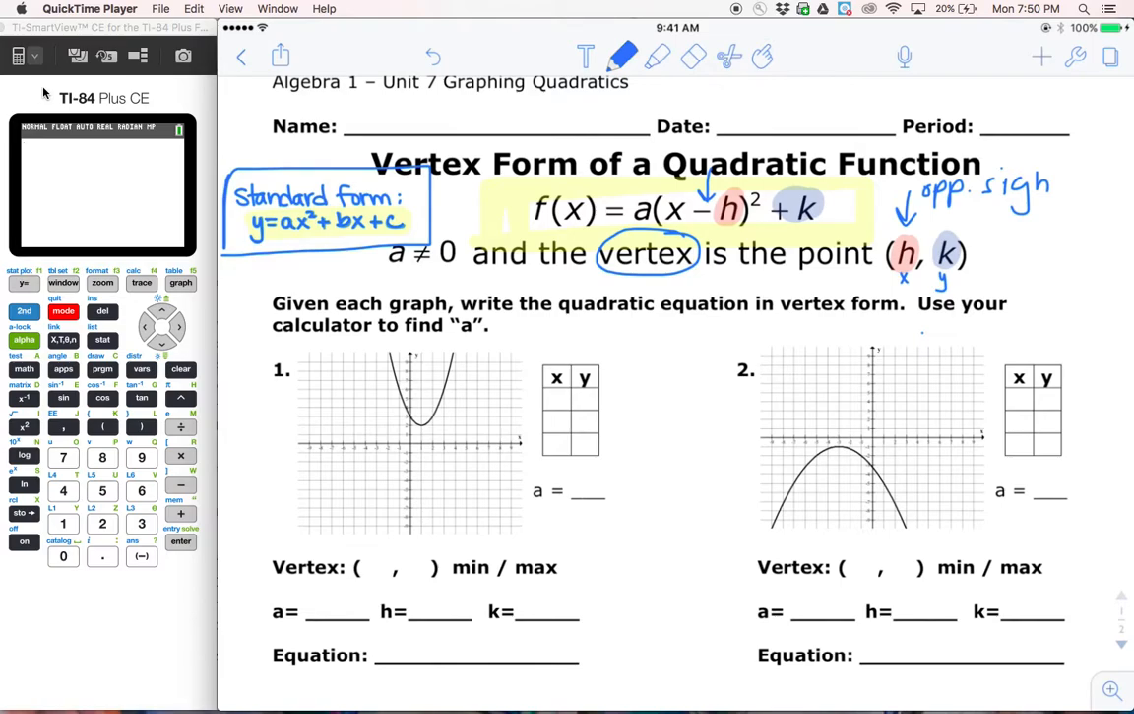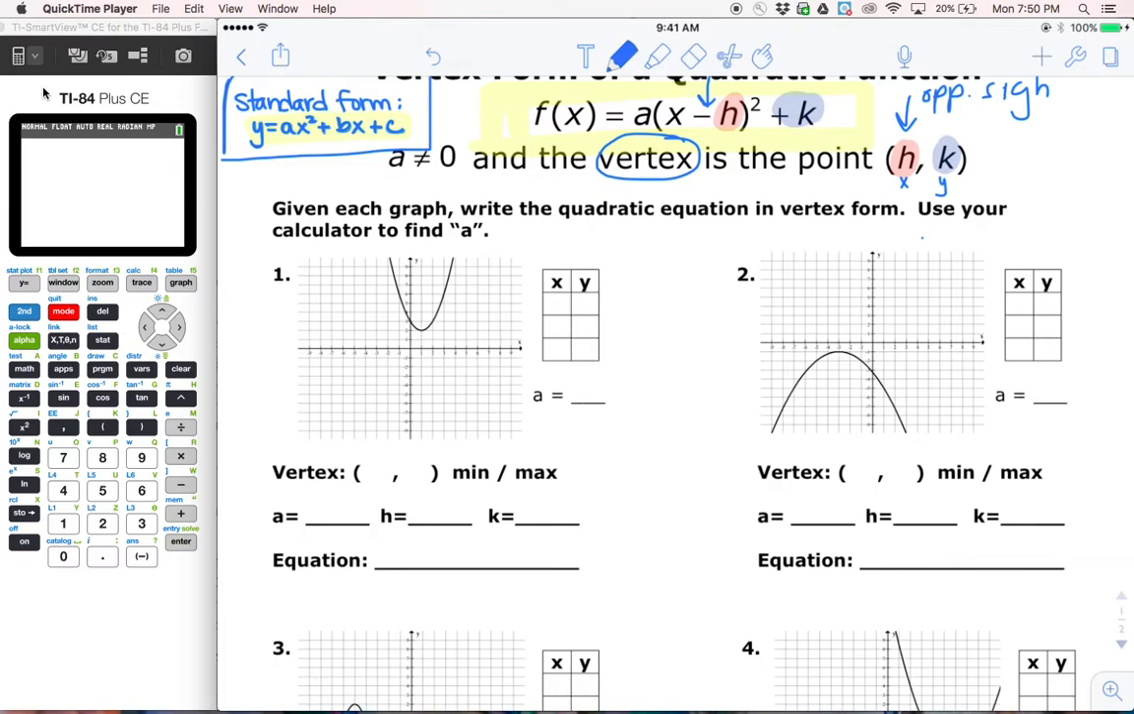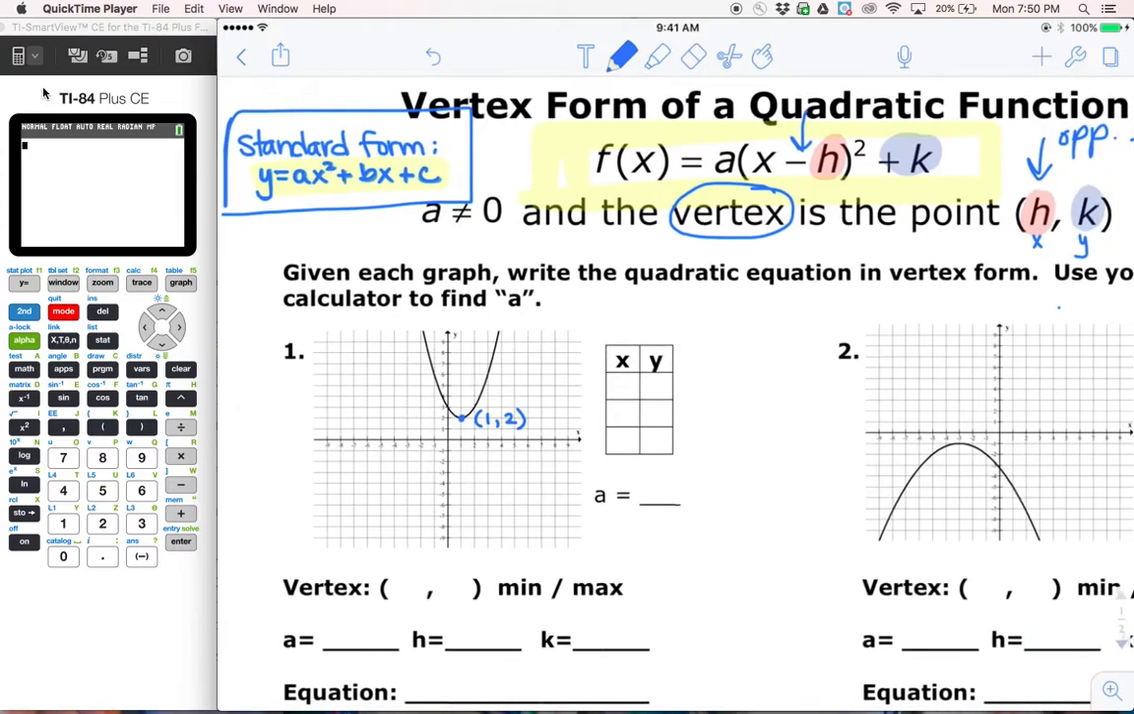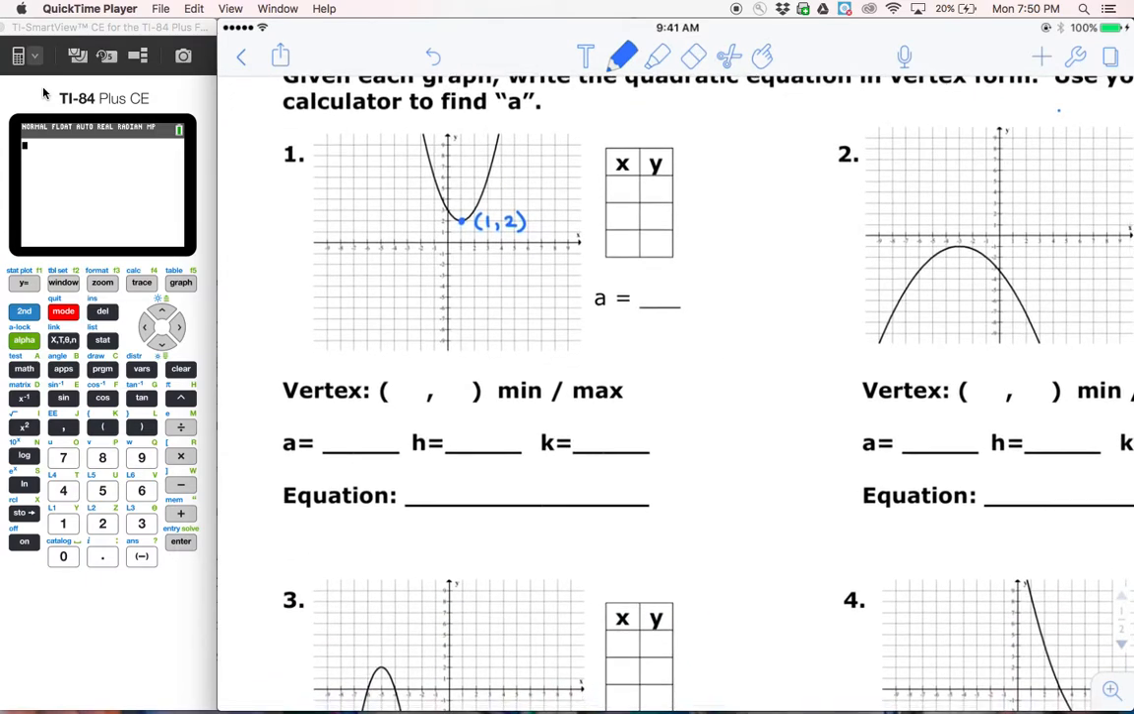Okay, so let's go ahead and take a look at problem number 1, and let's see what we can kind of remember. So we're asked to find the vertex here. Let's zoom in. I got my vertex right here at the point 1, 2. So if my vertex is at the point 1, 2, then h is 1, k is 2. Okay, and then we got to figure out a. We'll kind of get to that in a second. Don't forget, since I have a lowest point on this graph, right, that vertex is the lowest point on this graph, then I have a minimum for this quadratic.